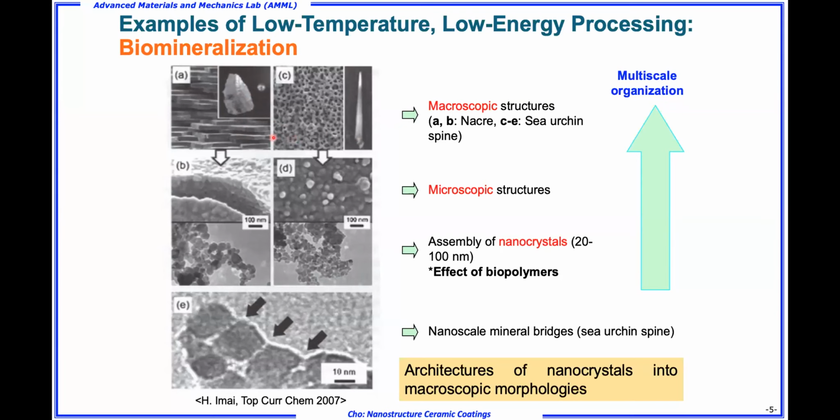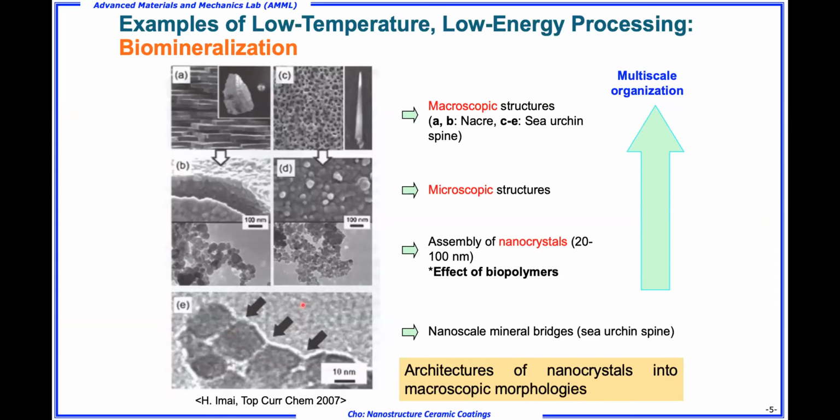And in fact, if we look in more detail, at a higher magnification view using the SEM, scanning electron microscope, and transmission electron microscope, both are assemblies of nanocrystals in the range of 20 to 100 nanometers, as shown in these TEM images. With even higher magnification, we can see that these nanoparticles are connected through mineral bridges, as shown by this arrow indication.